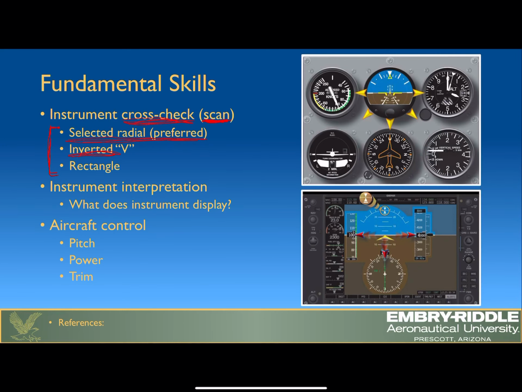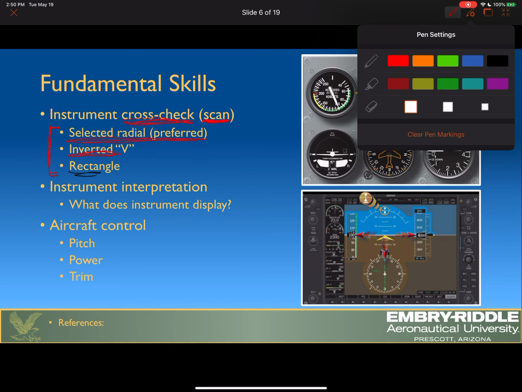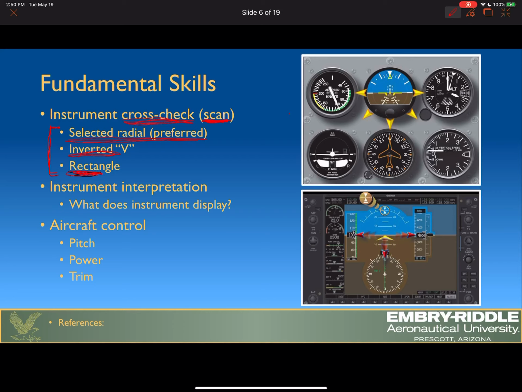And then the last, the most basic, the simplest, is the rectangle method. The rectangle method is really simple. You just pick one, you start at it. So let's say we start at the airspeed indicator. Then we just go down to the turn coordinator. Then we go over to the HSI, and then we go over to the vertical speed, then we go up to the altimeter, and then we go over to the attitude indicator.